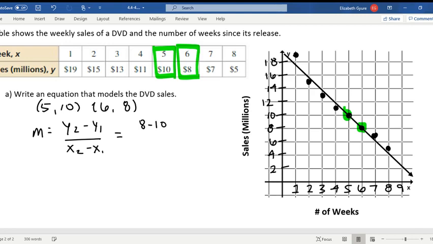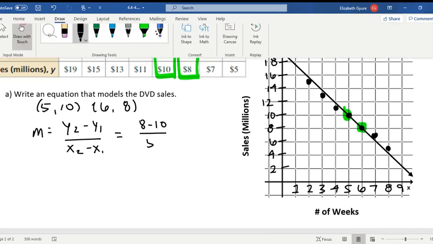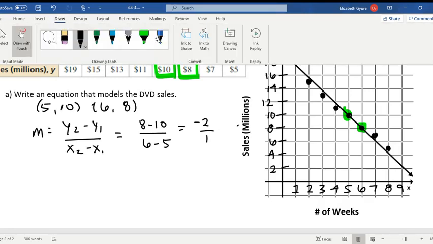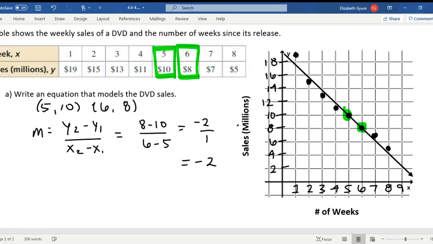Yeah, 8 minus 10 over 6 minus 5. Good. All right, 8 minus 10 is what? Negative 2. 6 minus 5 is 1. And how would you rewrite negative 2 over 1? Negative 2. Now think about it. Should this line have a negative slope? Yes, because isn't it going down? Yeah, so that should make sense. Okay, now we have a slope. What's our next step? Look at the front if you need to.